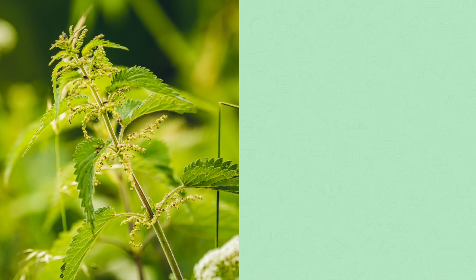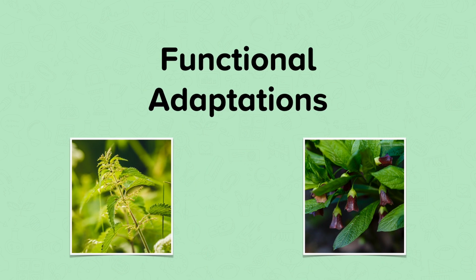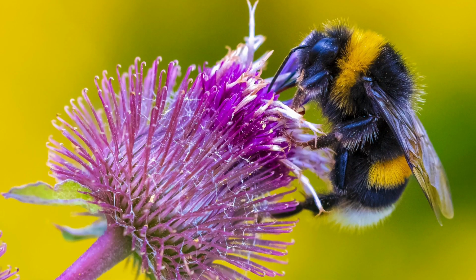Plants have also adapted at a cellular level. Nettles produce toxins that cause a nettle sting when you brush past them, and the deadly nightshade plant can produce enough toxin to kill a human. These are functional adaptations, and plants don't only have functional adaptations for defense, they are also adapted to produce nectar that encourages pollinating insects, such as these bees, to collect the nectar and spread the pollen from plant to plant.